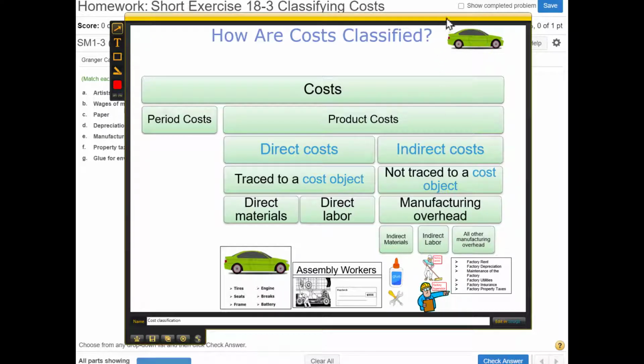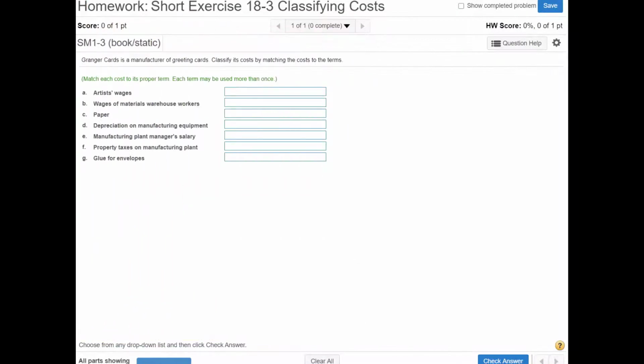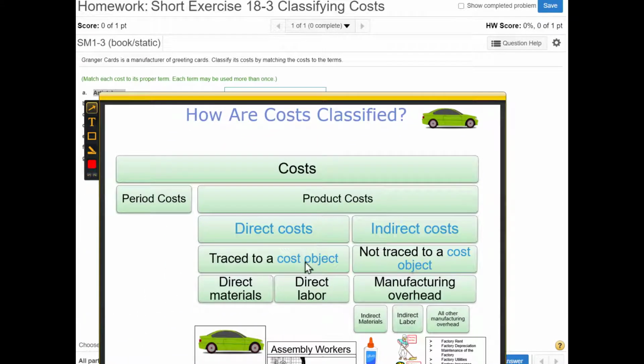So now we can get to this problem. Granger's Cards is a manufacturer of greeting cards. So we make greeting cards. Classify its costs by matching the cost to the terms. We employ some artists who create the cards. How would we classify their cost? Well, they actually work on producing the cards, so they are a product cost. And because they directly work on the cards, they are direct labor.